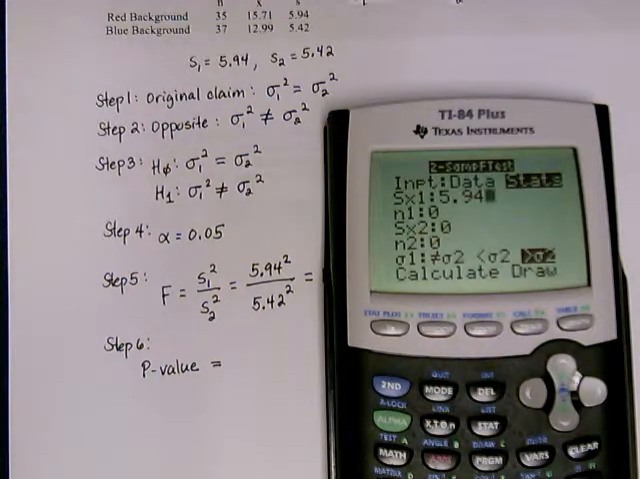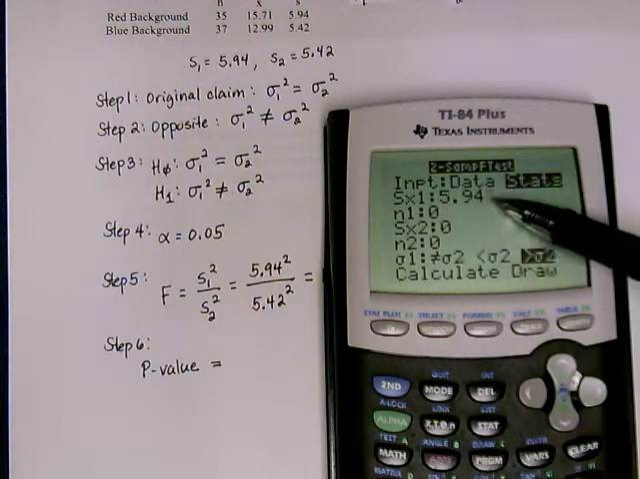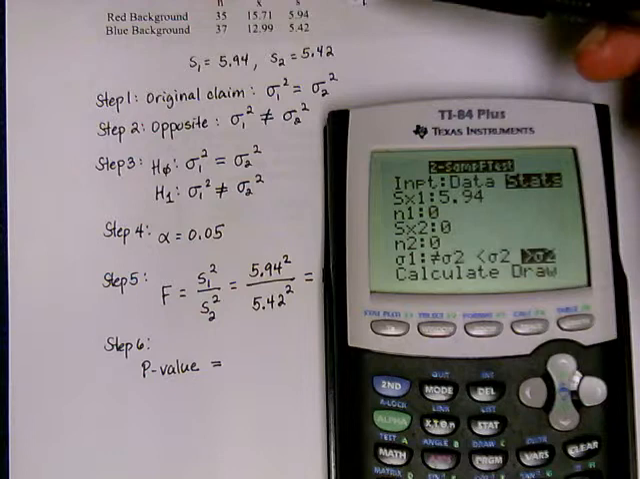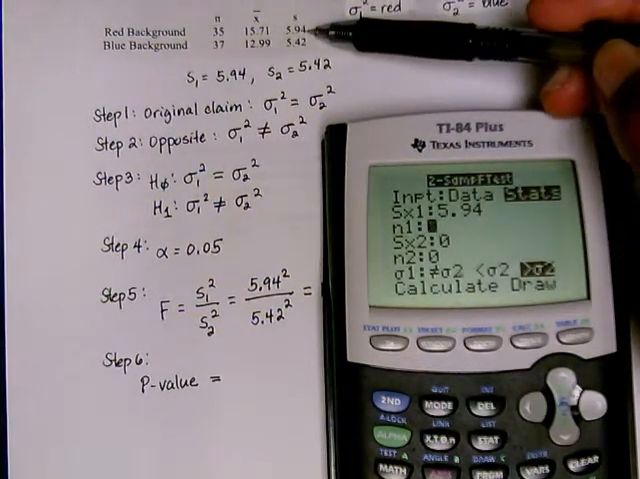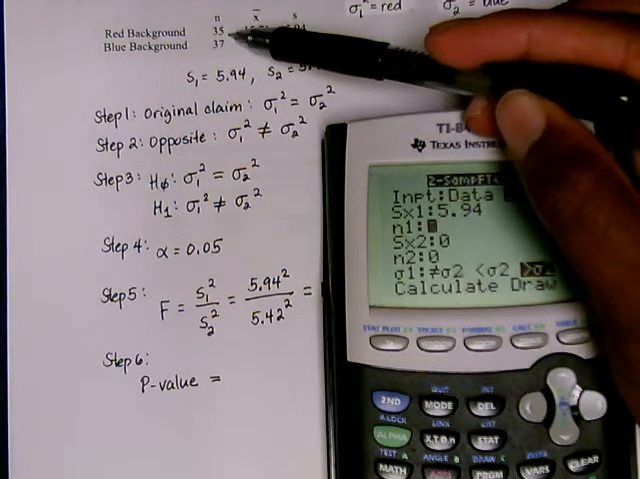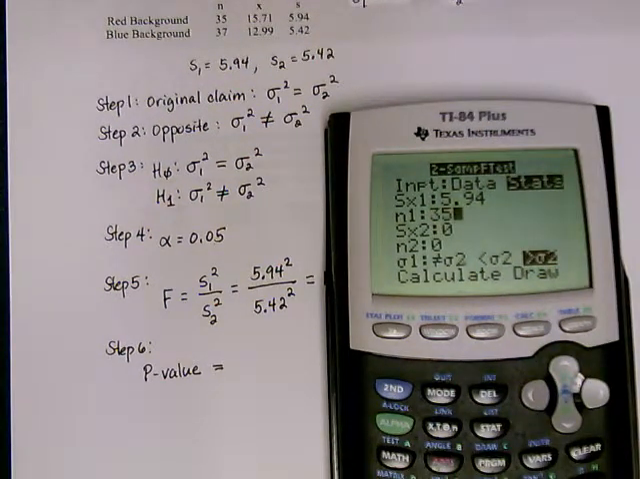So here either sample can be designated as S1. But here I'm going to be consistent and use 5.94 as the sample standard deviation of the first one. And then its sample size. Now keep in mind, if 5.94 is being used here for the first standard deviation, then N1 will have to be 35. So I type in 35. And then my other standard deviation was 5.42. And then N2 was 37.